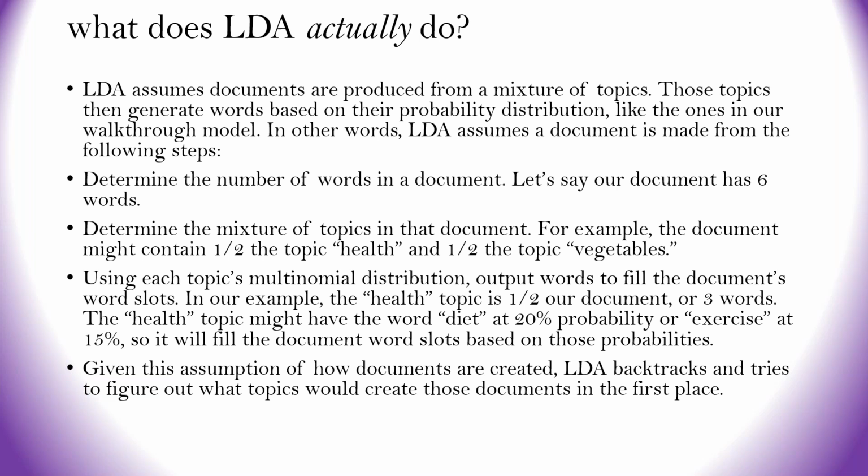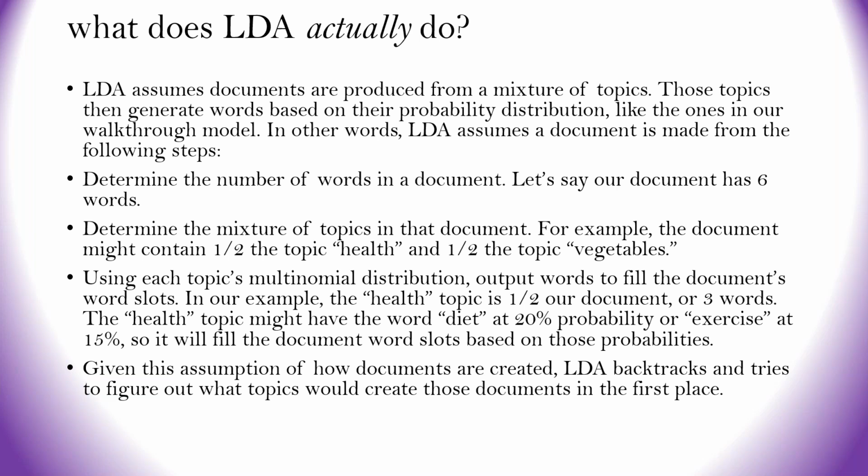So like here, let's say the number of words in the document, we are going to have 6 words. And for example, the document might contain half the topic health, and half the topic vegetables. So half of the words are considered health, and half are considered vegetables. So here the output depends on the conditional probability. We need to go ahead with the example. So I'll show you that example again.